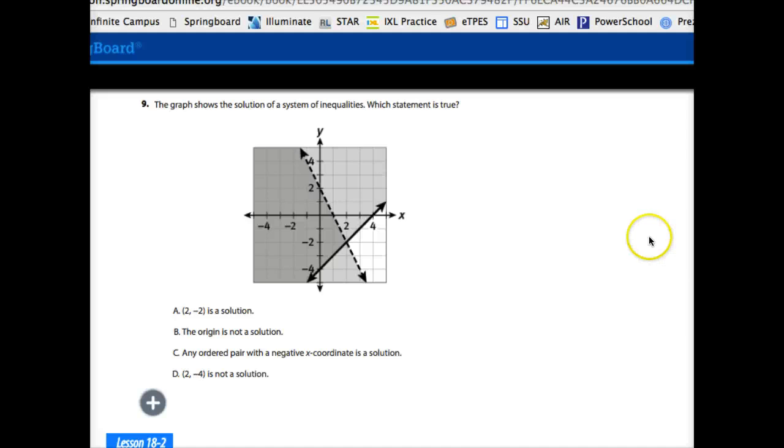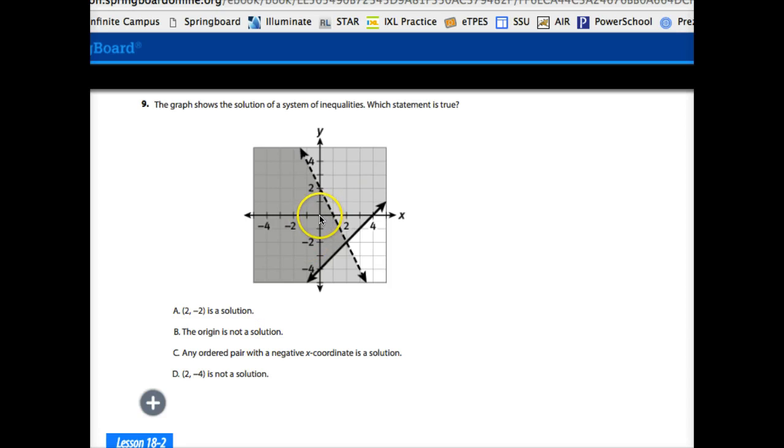The graph shows the solution of a system of inequalities. Which statement is true? So remember, the solution is the overlap. So the darker shading, this area is the solution. So it says 2, negative 2 is a solution. Well, that's the intersection point, but this is a dashed line. So points on the boundary line are not solutions because that second one is dashed. So can't be A.